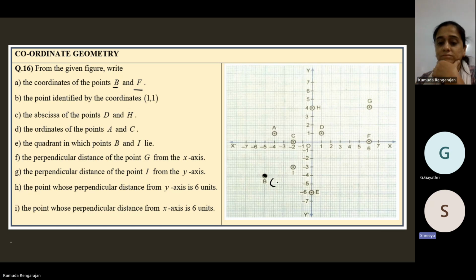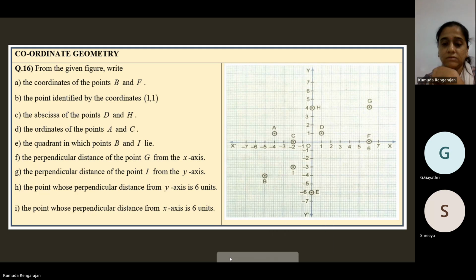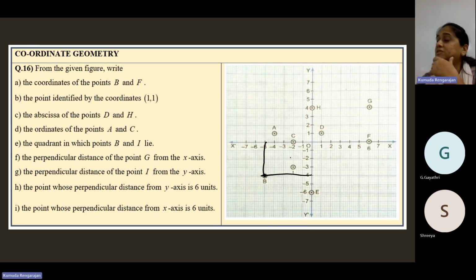-5, -4, ma'am, for B. Yeah, this is B, children. I put a bracket. This is B: -5, comma, -4. Coordinates of F. 0, 6. No. 6, 0. Okay.